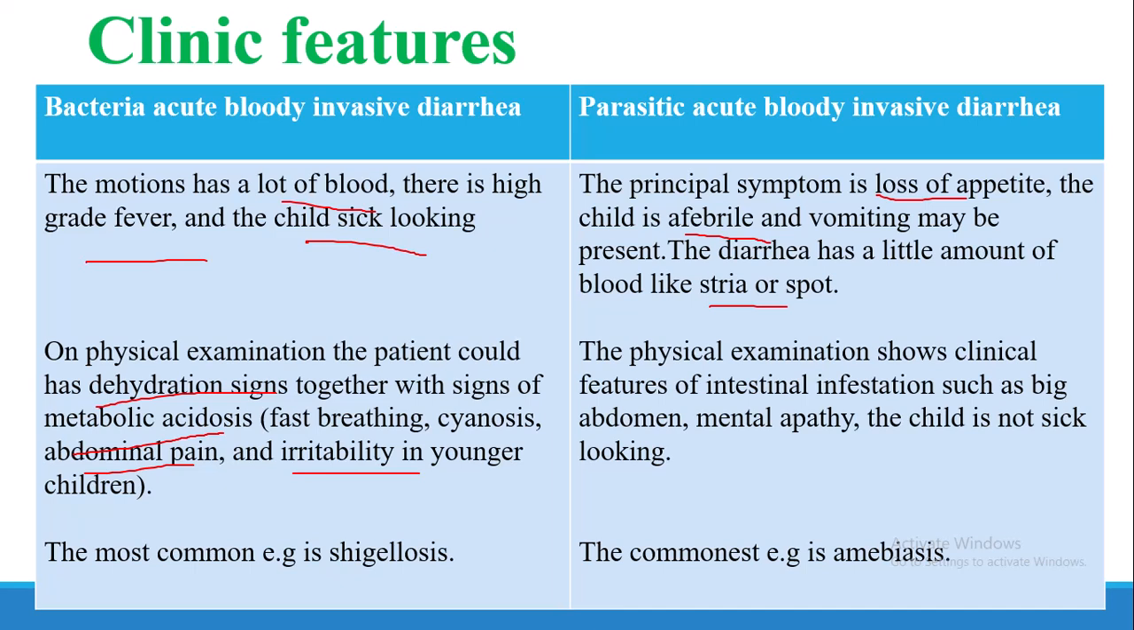In amoebiasis or parasitic infection, the child mostly is okay, but there is a big abdomen because these parasites are in the abdomen. There is mental apathy and the child is not sickly looking. We have already highlighted the example. Here we have shigellosis and here we have amoebiasis.